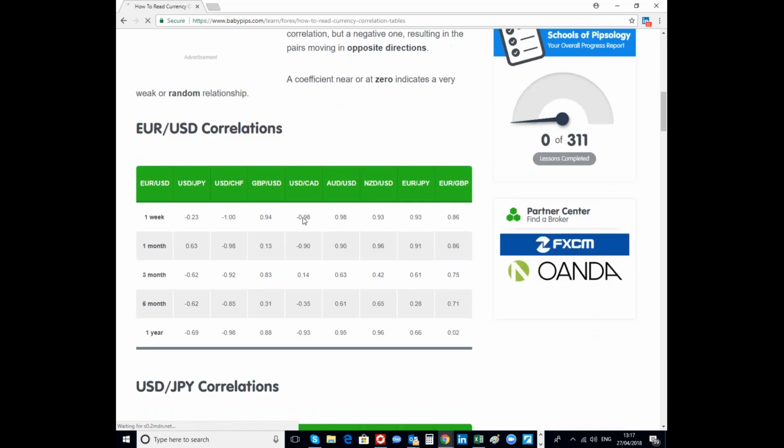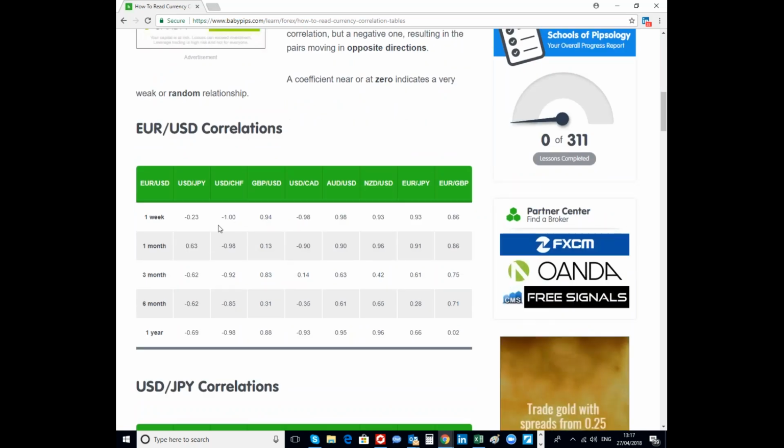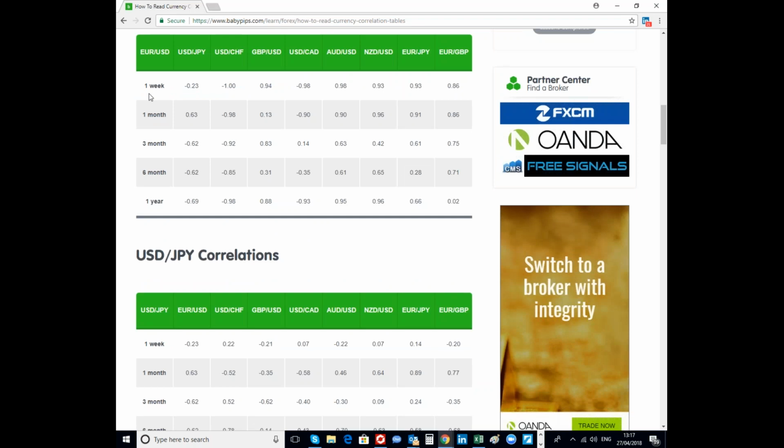It's well worth doing. So this is probably what you're talking about, Patrick, when you're saying list the pairs that correlate positively and negatively and so forth. So it shows you here how much they correlate based upon a specific amount of time. Do you see what I mean? So week, month, 3 month, 6 month, year, and so forth.